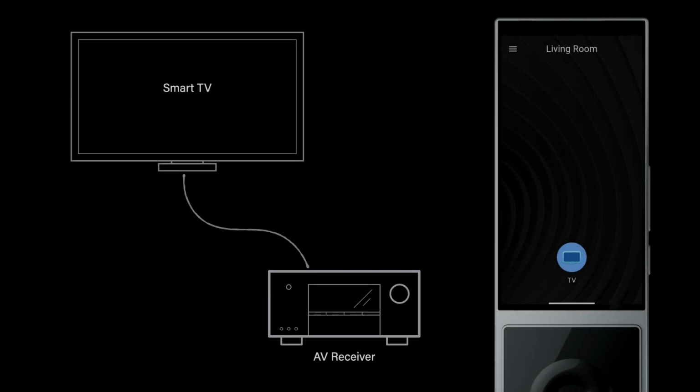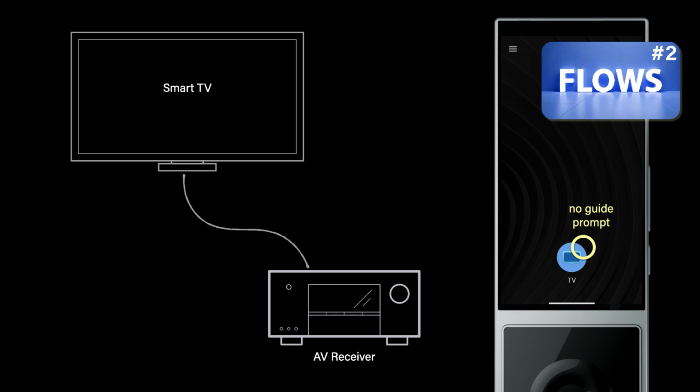So what's an example for when you might want to change a delay? Let's say you're using the ARC input on an AVR with a smart TV. AVA OS doesn't do the wiring for you automatically in this setup. We show you how to do that in the Flows 2 video. But what happens with the delay when you do this?